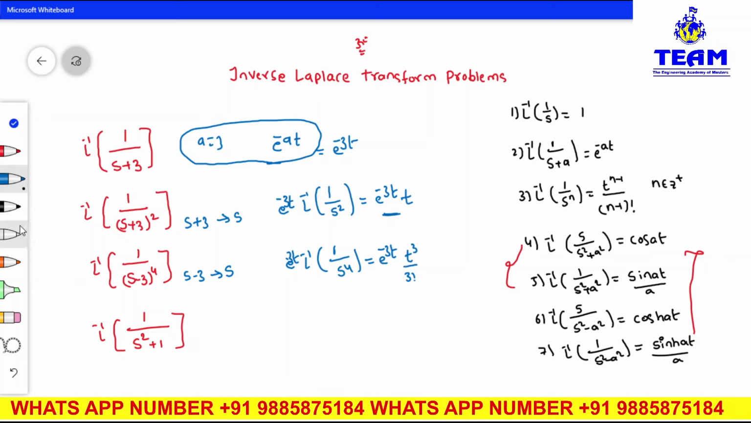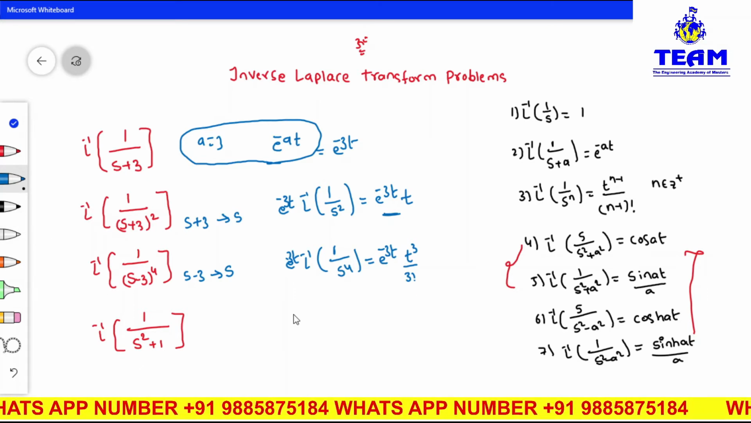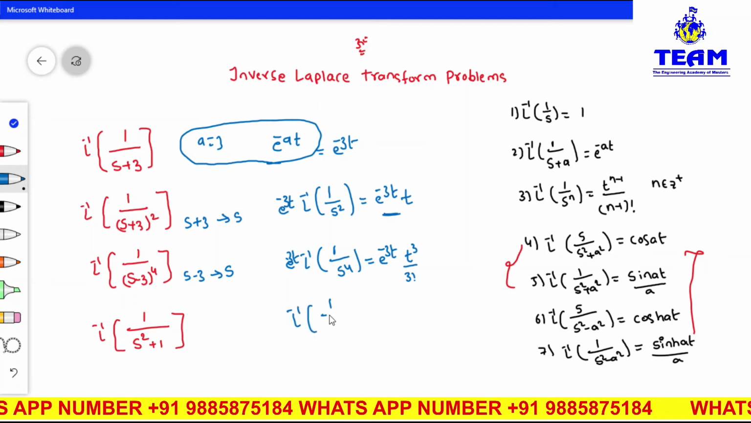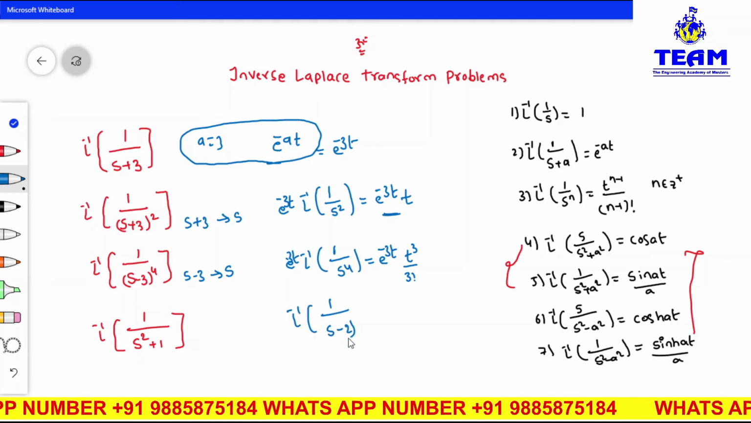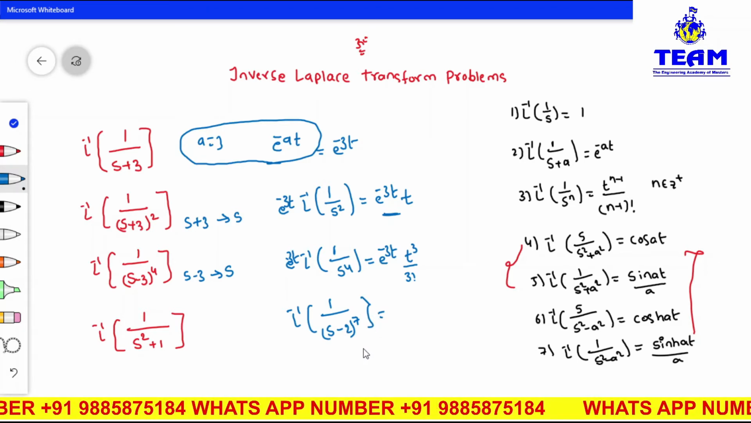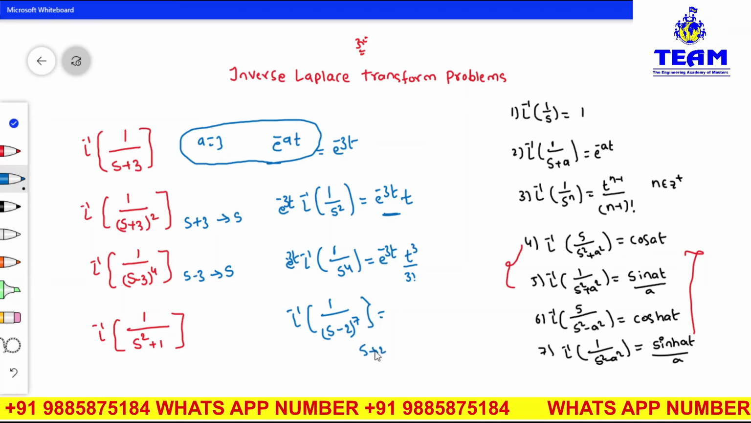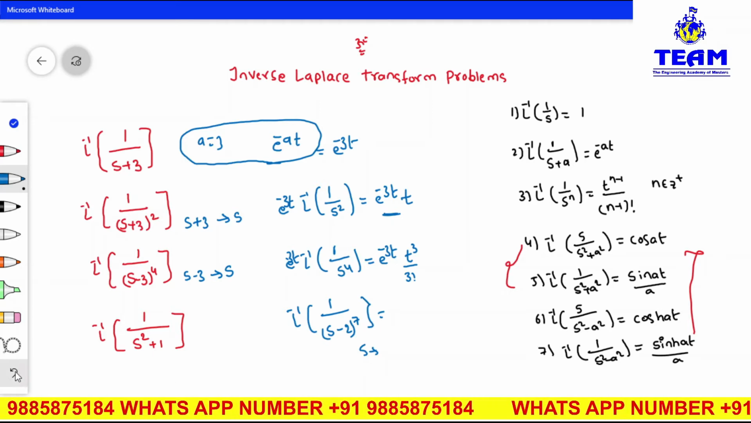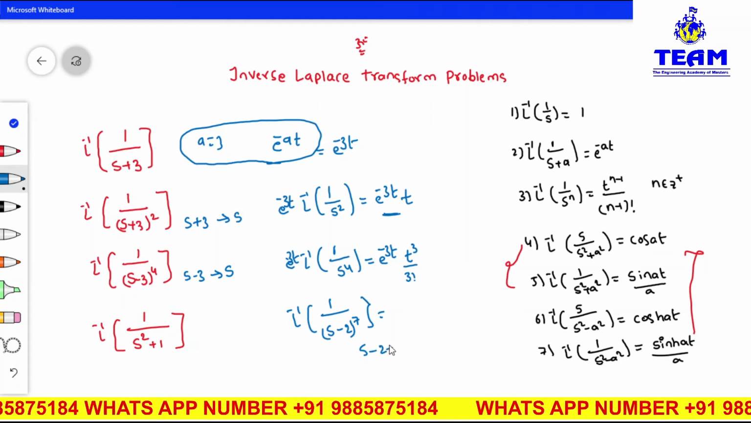Similarly, you can do one more problem. If you have understood, you can answer easily. 1 by (s minus 2) whole to the power of 7, if I am given. First what I have to do? I have to shift s minus 2 to s.